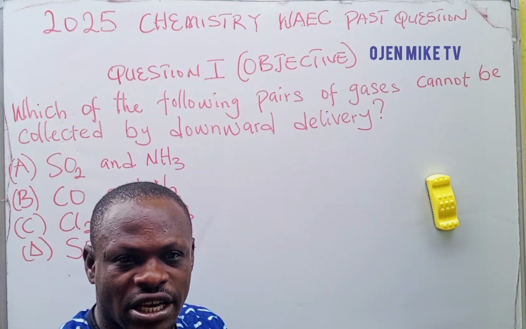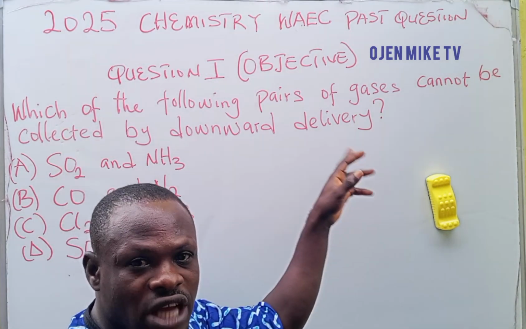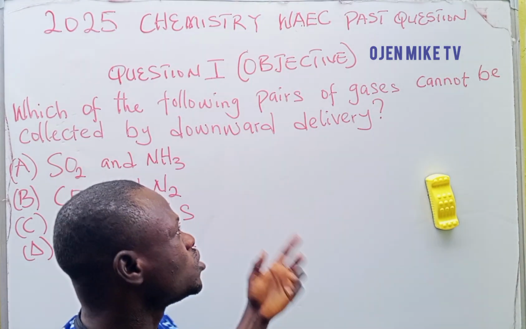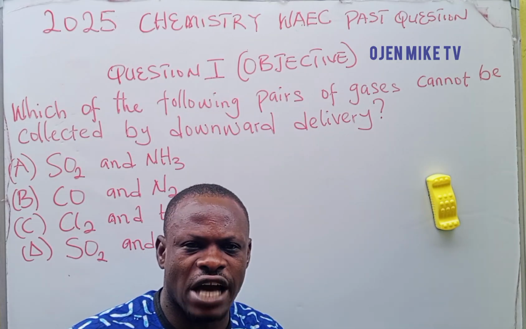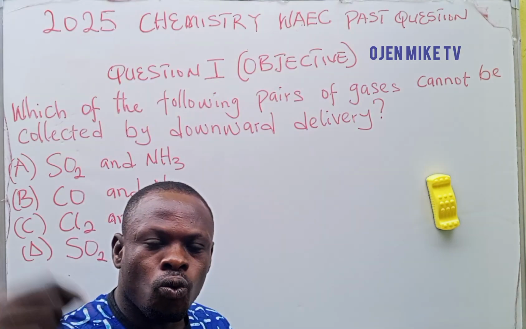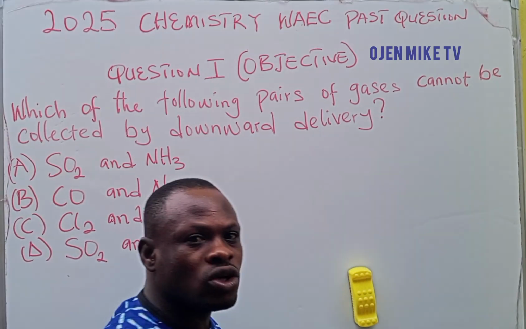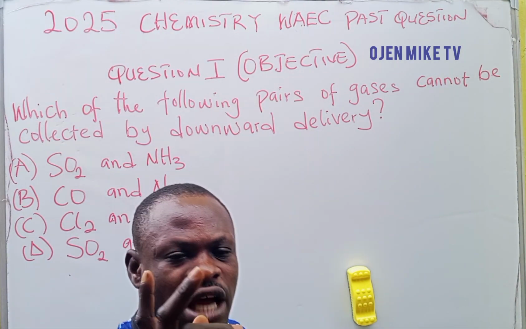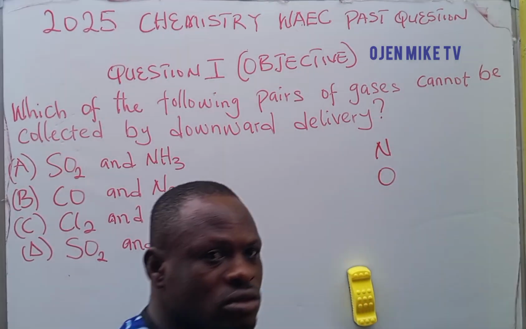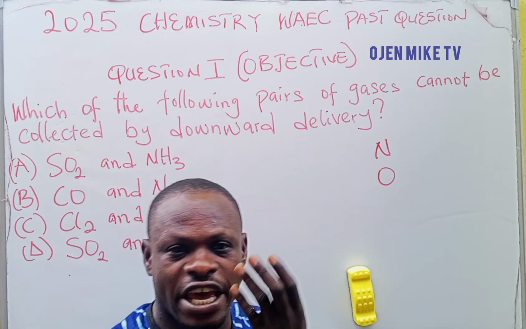Gases that are denser than air or heavier than air can be collected using downward displacement or downward delivery, while gases that are lighter than air can be collected using upward delivery. Now, how do I know this gas is lighter or heavier than air? What is the composition of air? What makes up the air that we breathe? The major elements that comprise air are nitrogen and oxygen.